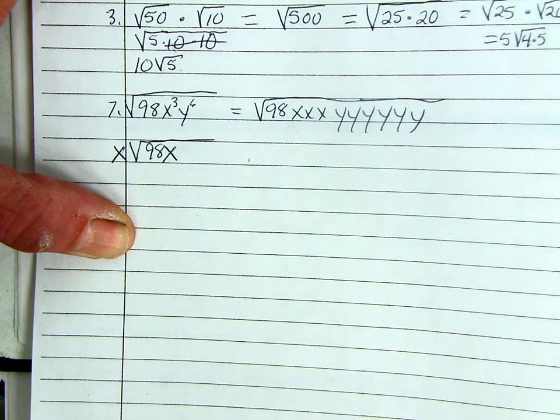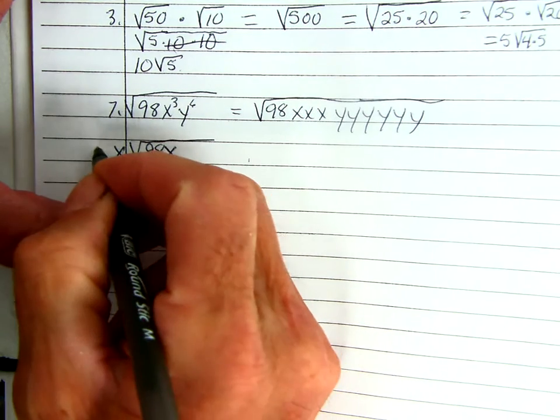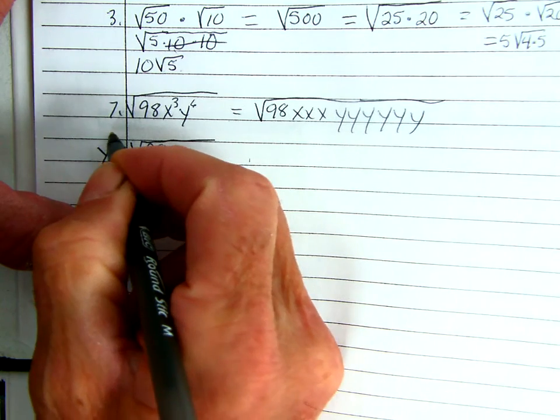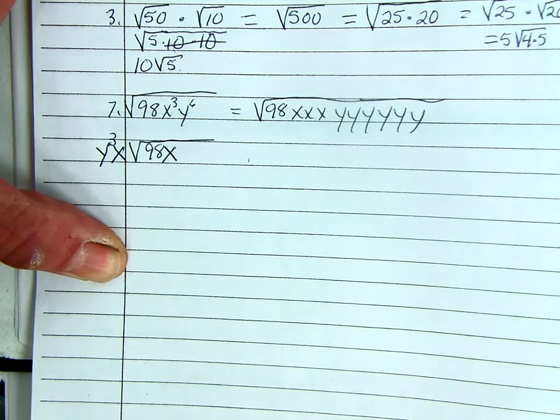Now the y's. 6 divided by 2. 3. I didn't leave myself space, so it's going to be y to the 3rd power on the outside. It divided evenly, so there are no y's left on the inside.